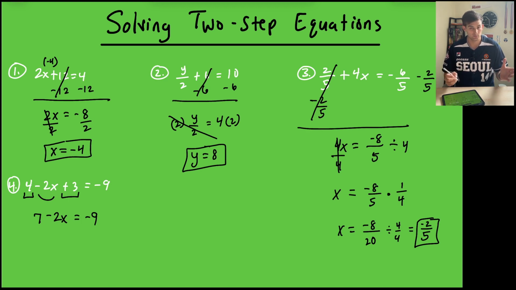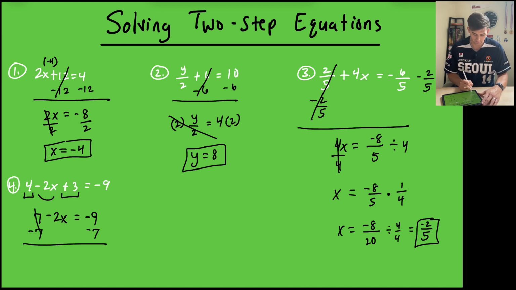Now we need to move our 7 to the other side, so we're going to subtract 7. Now we are going to be able to eliminate that 7, and we have negative 2x is equal to negative 9 minus 7, which would be negative 16. We're going to divide both sides by negative 2, and we're going to end up with our final answer of x equals 8.